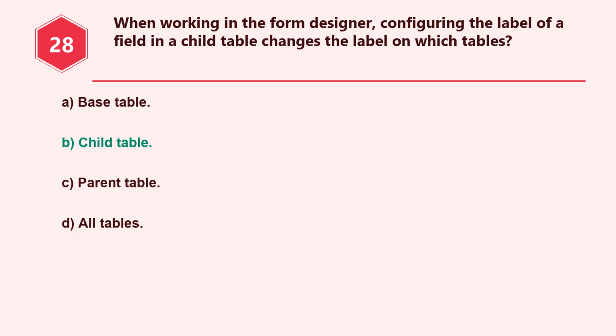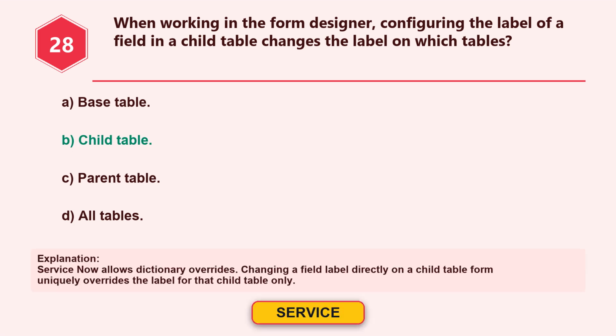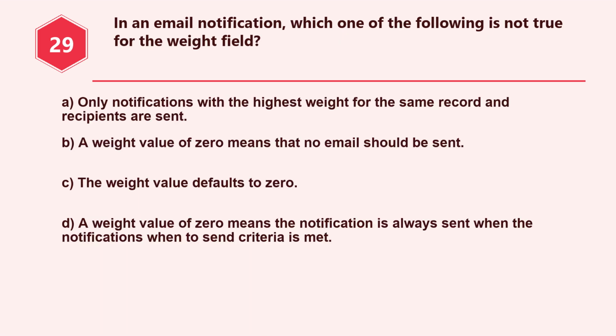The correct answer is option B. Child table. ServiceNow allows dictionary overrides. Changing a field label directly on a child table form uniquely overrides the label for that child table only. Question 29. In an email notification, which one of the following is not true for the weight field?